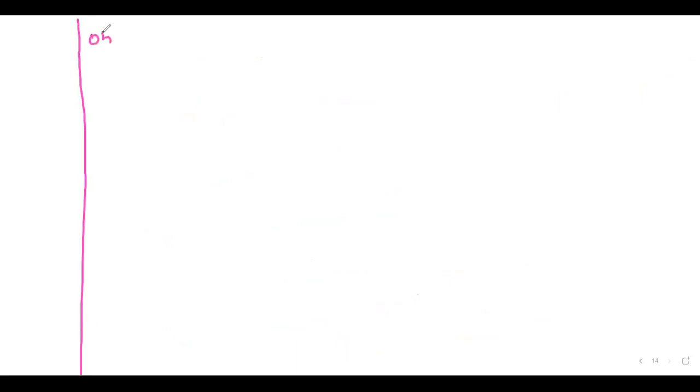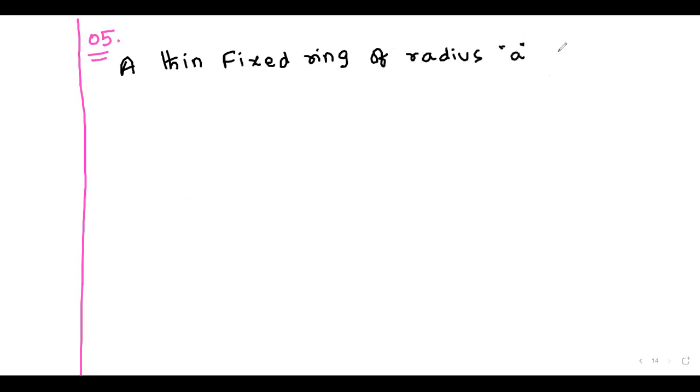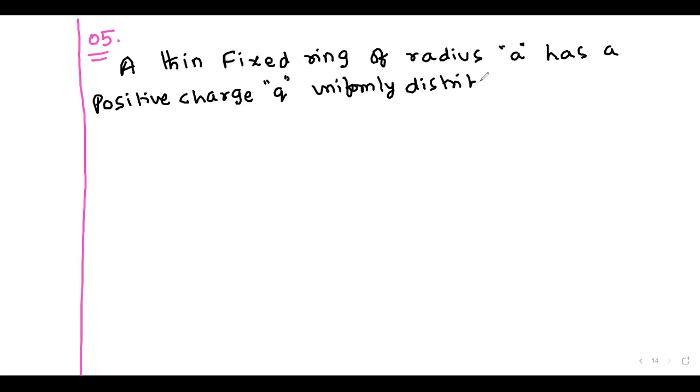Fifth question. Write down: a thin fixed ring of radius a has a positive charge Q, uniformly distributed over it.